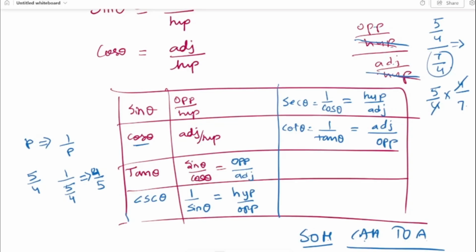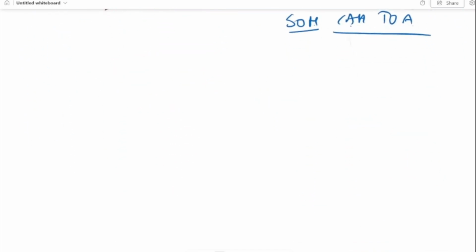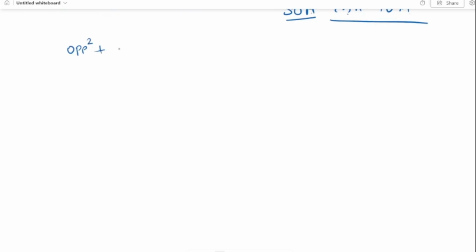Okay, now let's go back and rewrite the Pythagoras theorem. The famous Pythagoras theorem is opposite square plus adjacent square equal to hypotenuse square. Now we're going to tinker with this. We're going to play around. This is basically a simple equation, so we're going to rephrase this in different lingo.